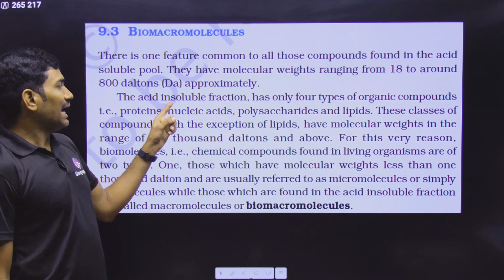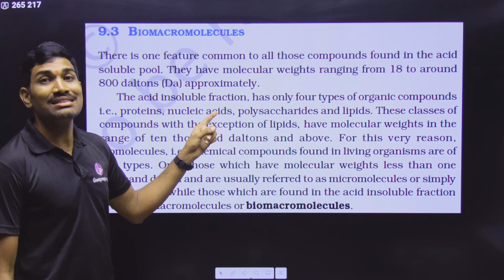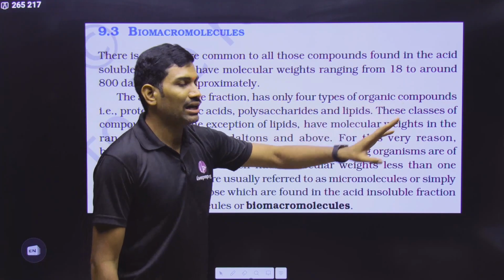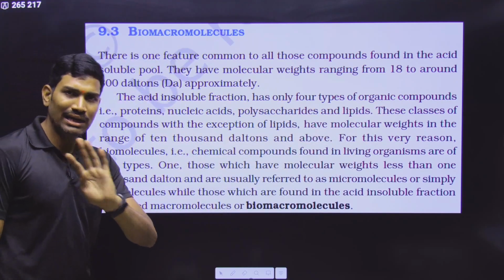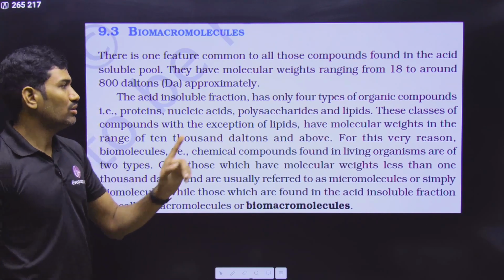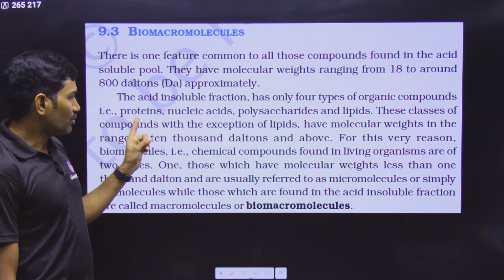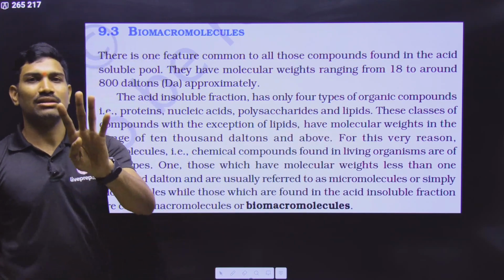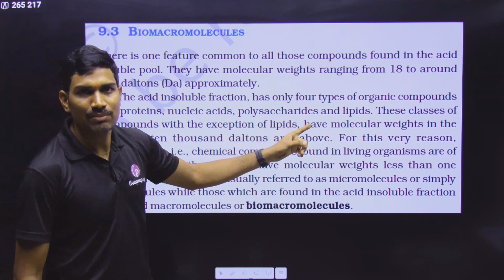Next one, the acid insoluble. Insoluble means retentate. Insoluble fraction has only 4 types of organic compounds. Only organic compounds are there, and that too only 4 types. What are those? Proteins, nucleic acids, polysaccharides and lipids. These are the 4 types of organic compounds that are present.